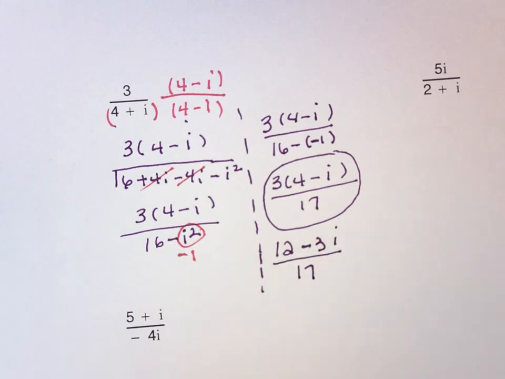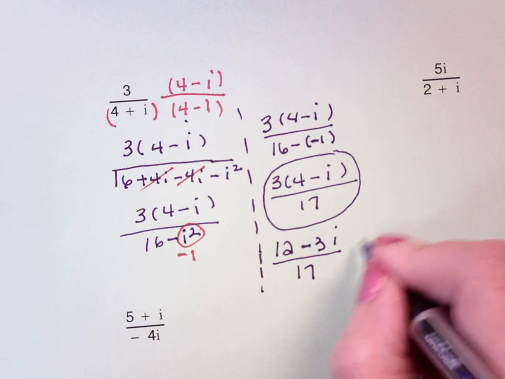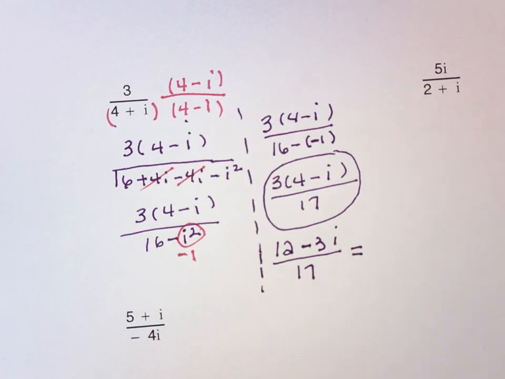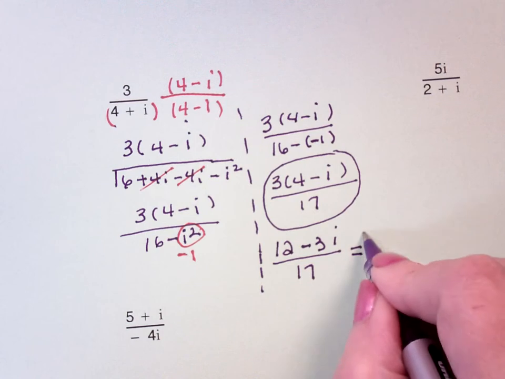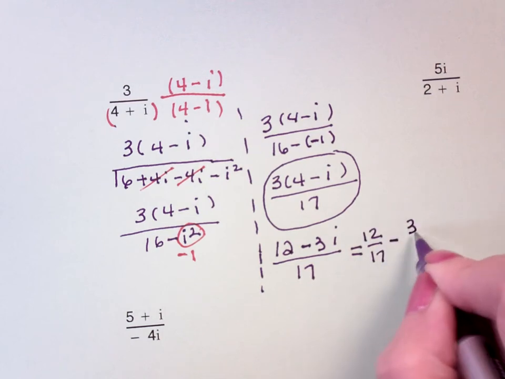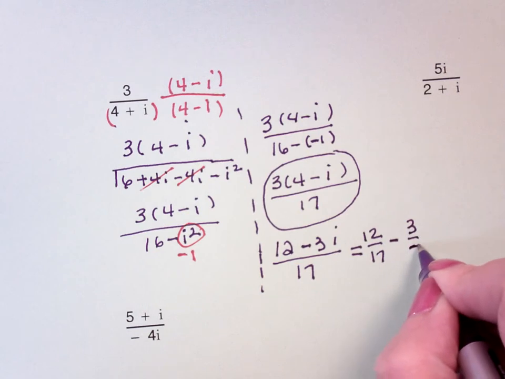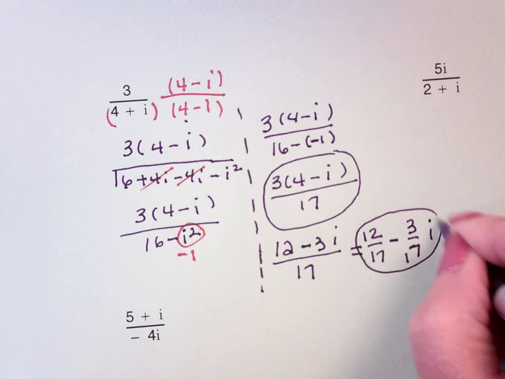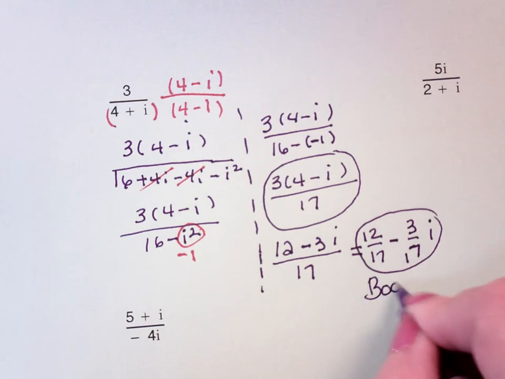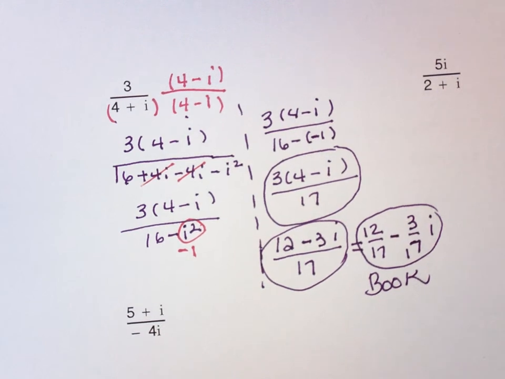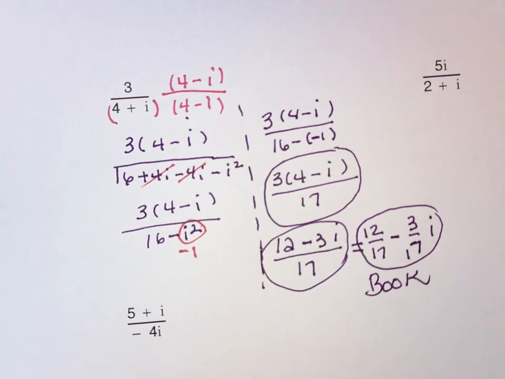That's a good answer. Your book would then say, well, no, what you have to do is write it in a plus bi form, so it's 12 over 17 minus 3 over 17 times i. This would be your book answer. But any of these three are fine. How you write it depends upon what you're going to do with it.